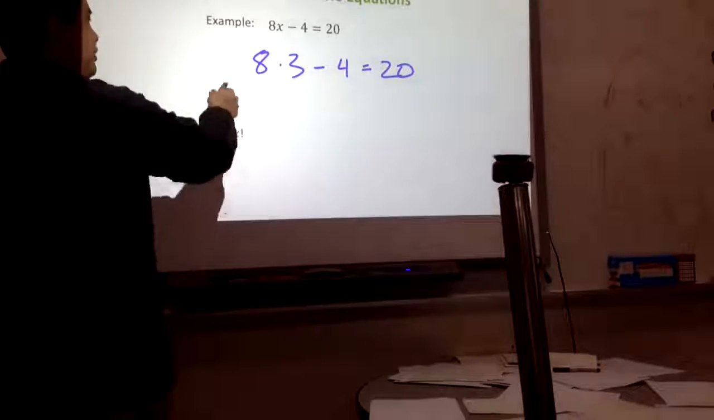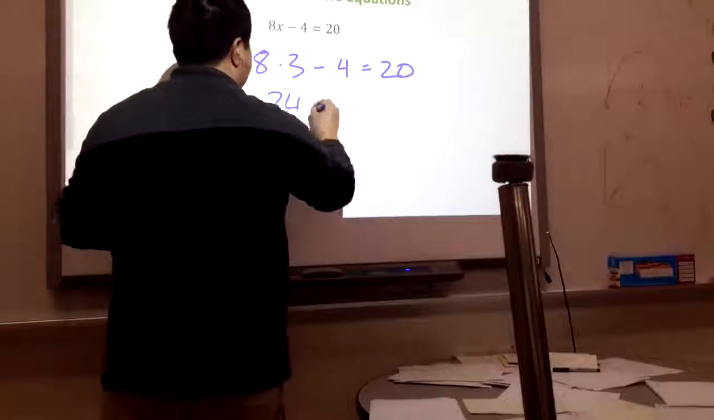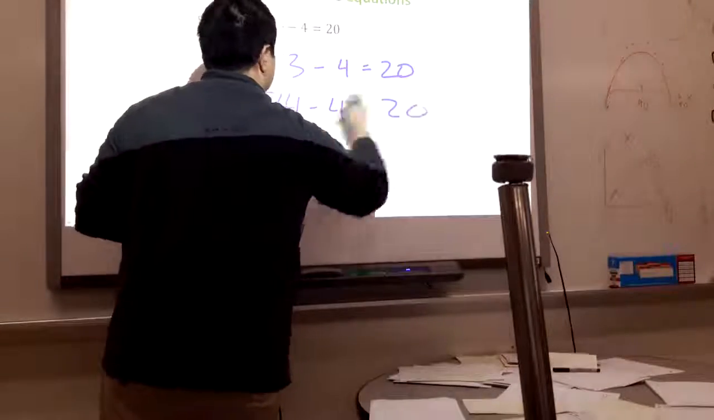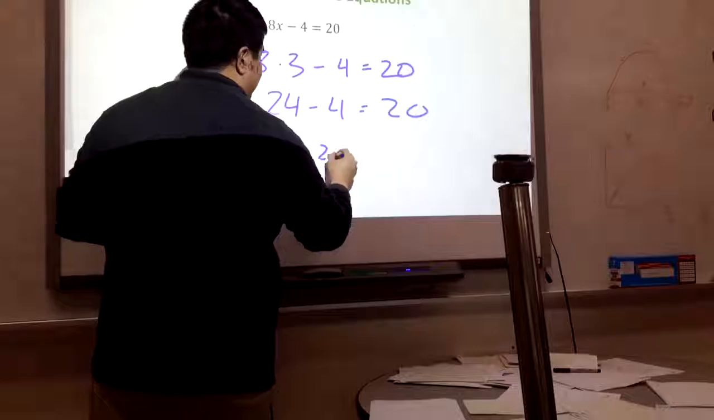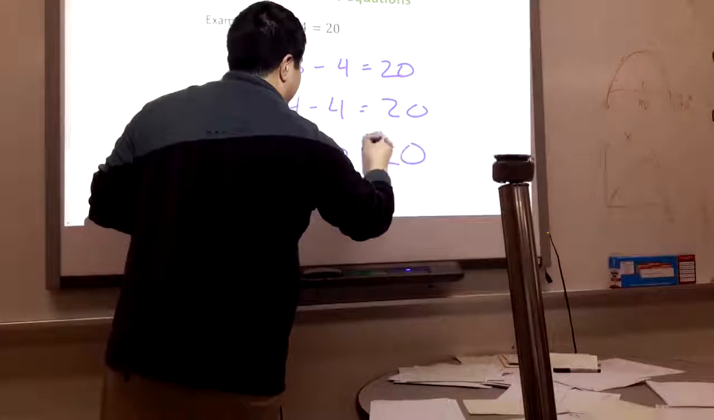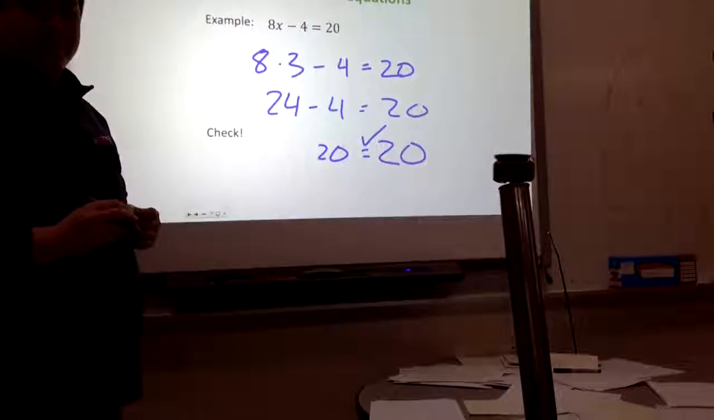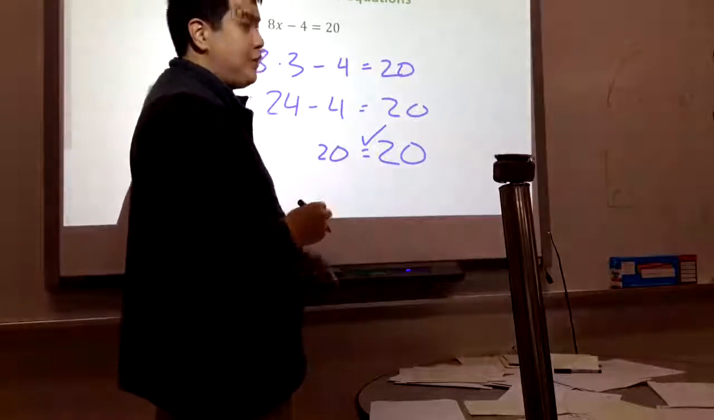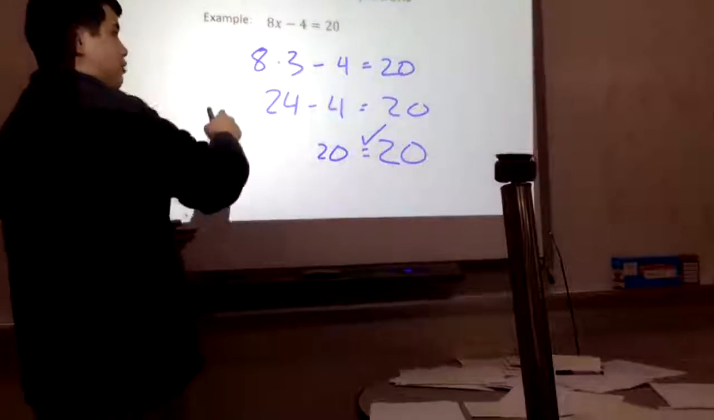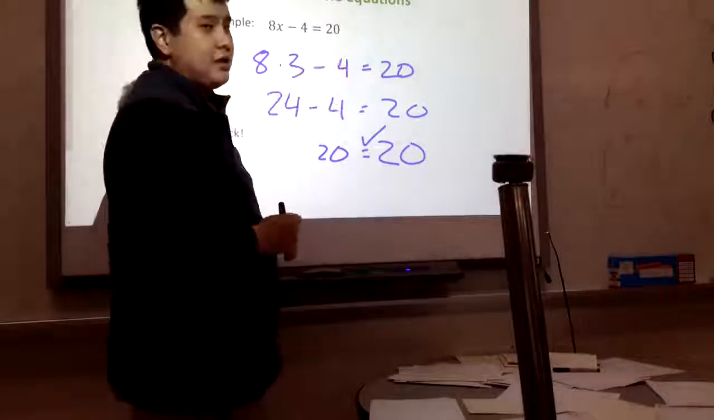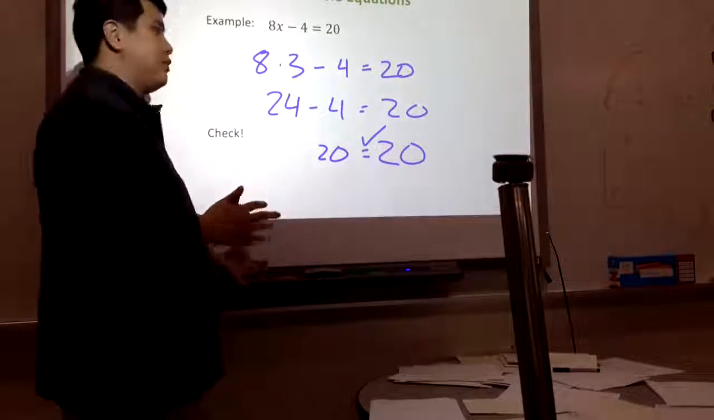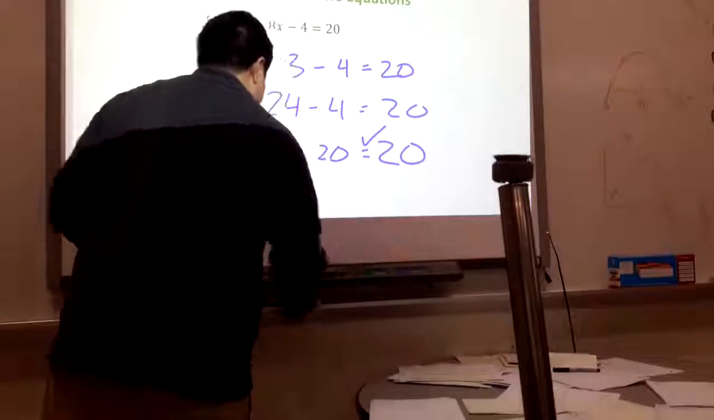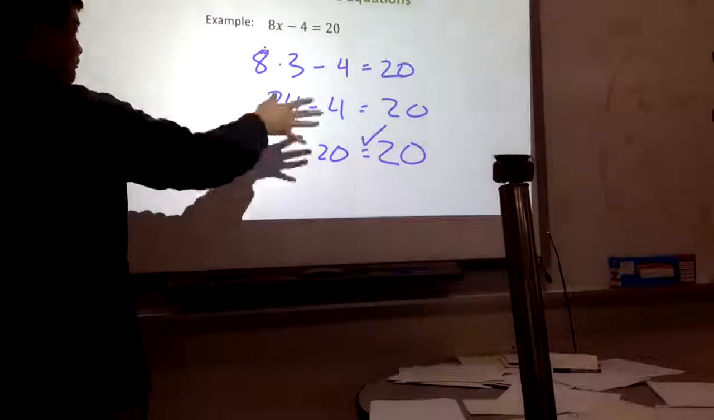Following the order of operations, we do 8 times 3, which is 24, minus 4 equals 20. 24 minus 4 does in fact equal 20, so 20 equals 20. That means we did it correctly. Notice this does not say 3 equals 3. We don't need it to say 3. X is 3, but that just simply means that both sides of this equation are going to be the same number, which just happens to be 20. So that is your check.